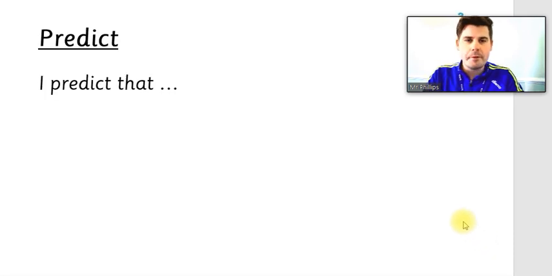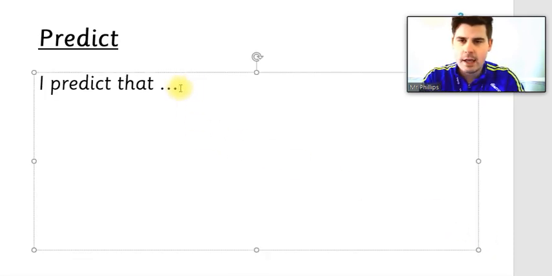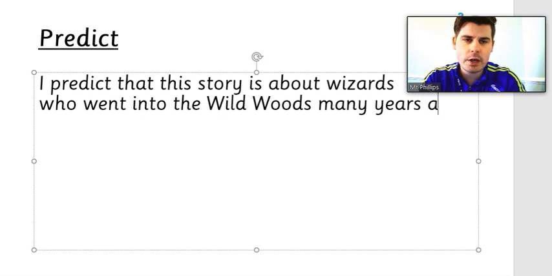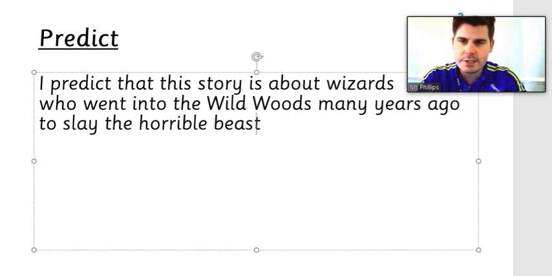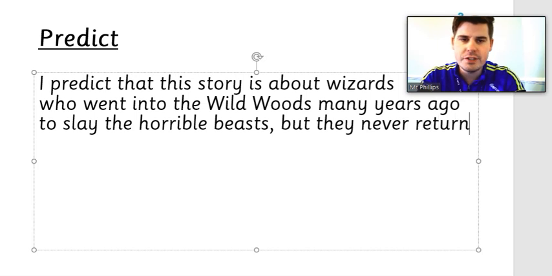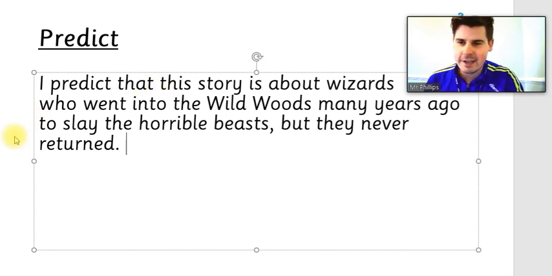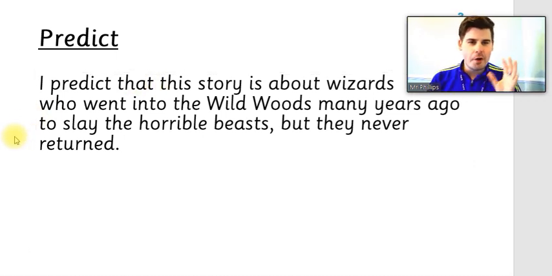So I'm going to write that down. I predict that this story is about wizards who went into the wild woods many years ago to slay the horrible beasts, but they never returned. And then I think this book is going to be about maybe many years later, when the wizards are maybe forgotten about, wizards start re-emerging, or people find the wizards, or things like that. That's what I predict the book is going to be about.